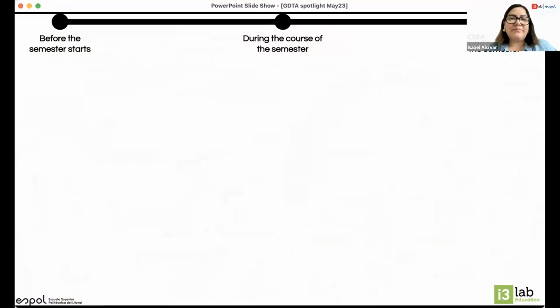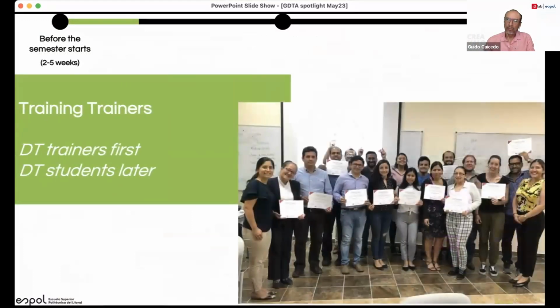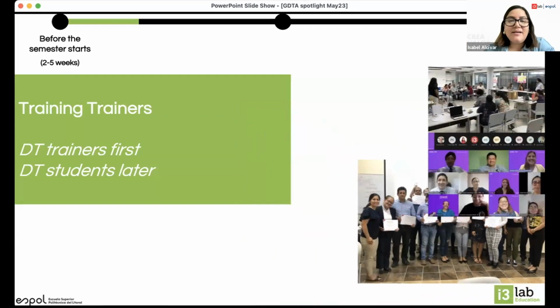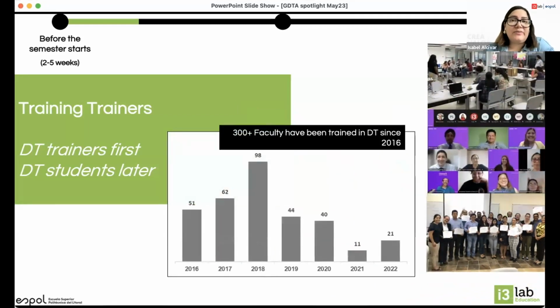Right before we kick off with the semester, around 2 to 5 weeks, depending on which semester during the year we're talking about, we train our trainers. Before the first semester of each year, we roll out a course of design thinking for our trainers. This course is open to all faculty at ESPOL, and it's mandatory for those faculty that are teaching the analysis and problem solving course. Since 2016, we have been rolling out these design thinking workshops, and we have been training more than 300 faculty, up to the numbers from last year, 2022.